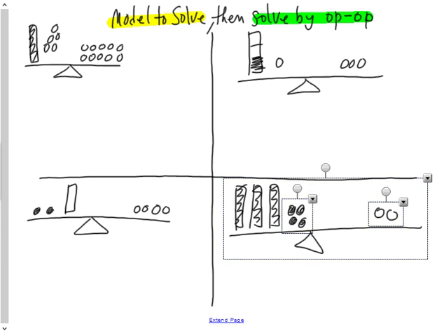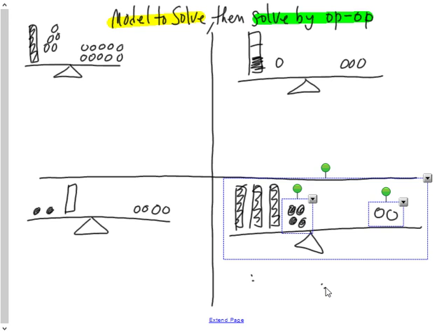Okay, grade 8. This is the last part of our algebra chapter on how to solve algebraic equations using opposite operations. So the 4 questions we've done here for the warm-up ask you to first model to solve it and then solve them by opposite operation.